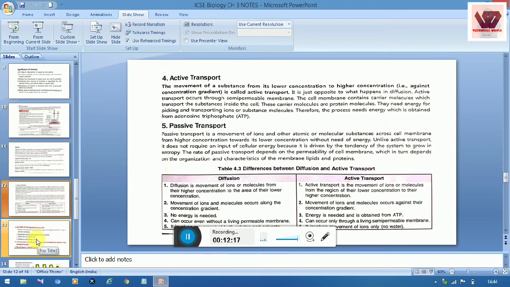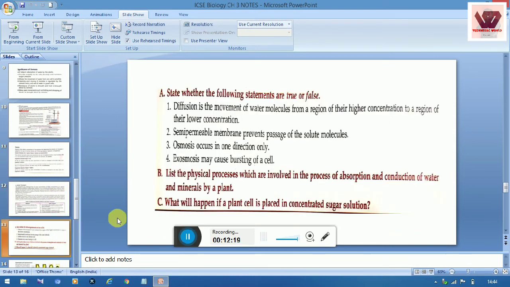Now we shall discuss some questions. State whether the following statements are true or false. Diffusion is the movement of water from a region of higher concentration to the region of lower concentration. It is true. Number 2, semi-permeable membrane prevents passage of solute molecules. It is false, right? Solute particles को ये प्रिवेंट नहीं करता है.